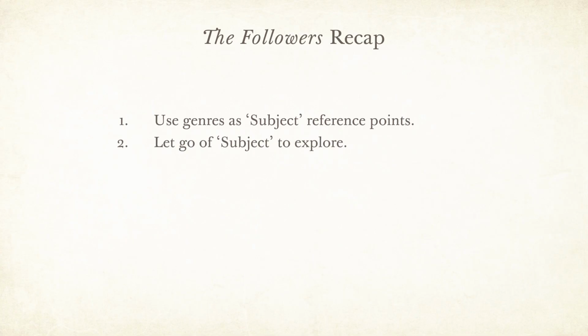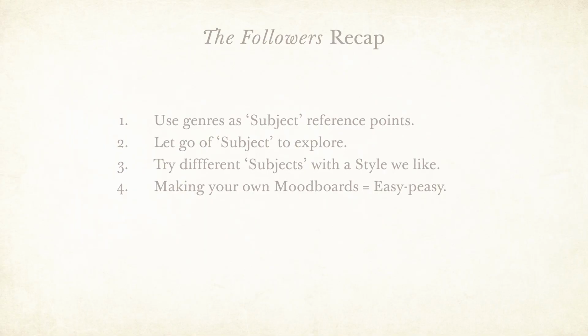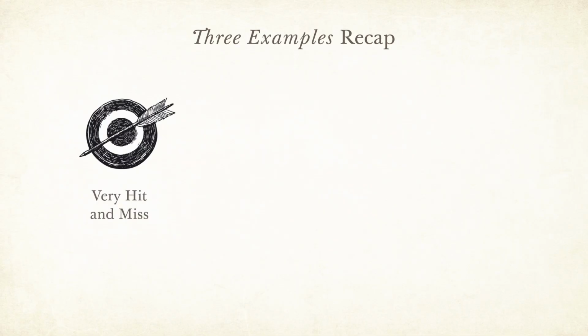So to recap this book and the examples. 1. We can use other genres of media as reference points. 2. This allows us to actually let go of subject and see what comes out the other end by trusting our eyes. 3. If we find a style we actually like, a style reference or mood board, it is well worth trying it with different subjects. 4. We can make our own mood boards with images we've made or found, so maybe make your own mood boards.